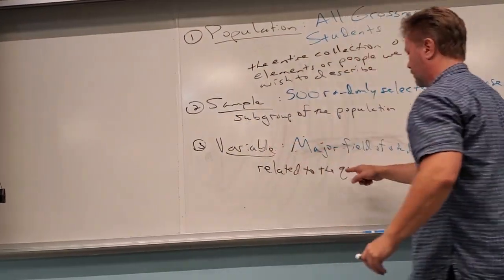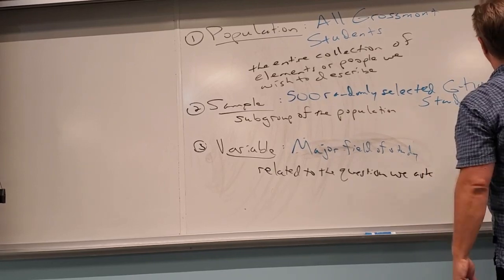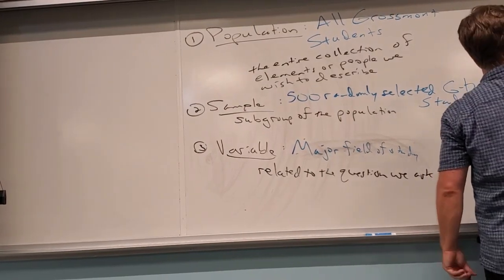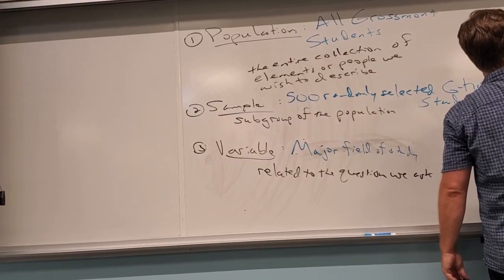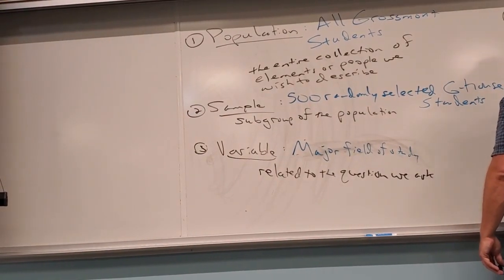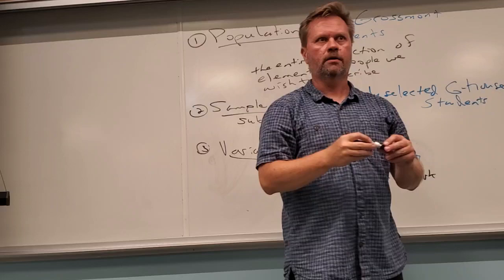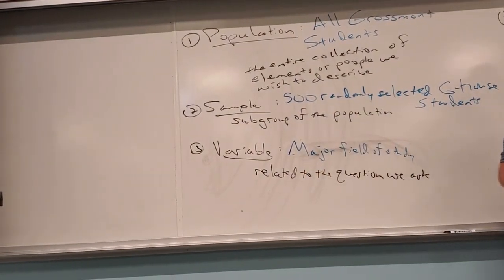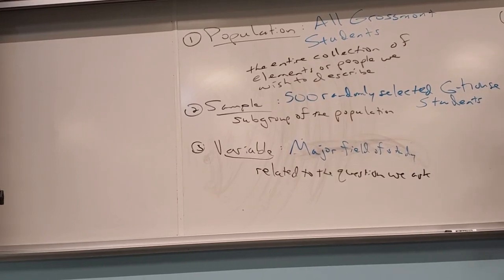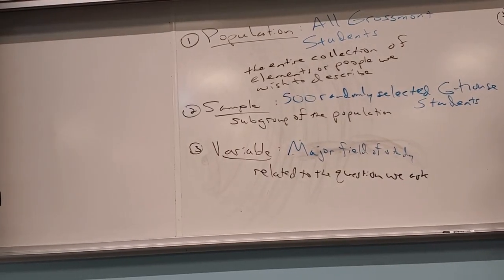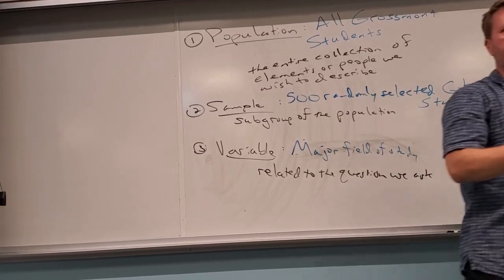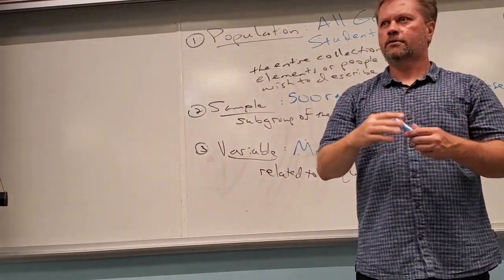So variable is related to the question we ask. Data is the answers to the question we ask, right? So in this case, the examples could be stuff like math, business, undecided, whatever, right? Art history. You all with me?